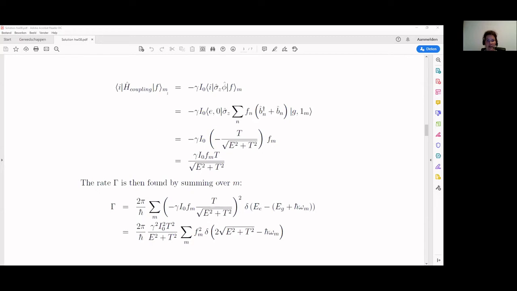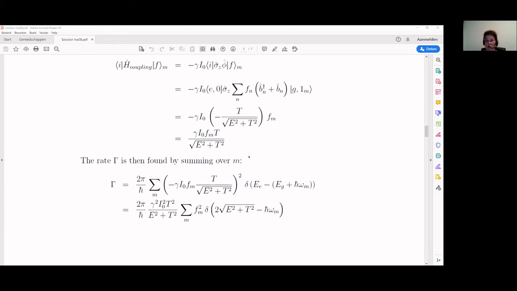So this is the matrix element. And now it goes into the rate gamma, the Fermi golden rule expression given in the problem. So you can simply substitute your result in there, and then you have to sum over all the final states, m. So here it is, the expression for the matrix element squared. And there is the delta function, which selects the correct energy. It's just the difference between the energies of the two states, the energy of the excited state, and the energy of the ground state, plus the bosonic mode here.